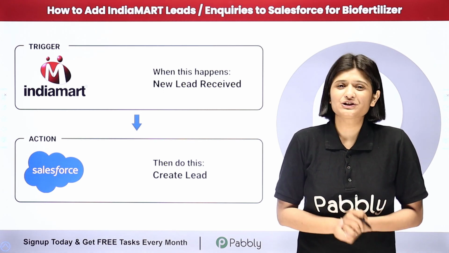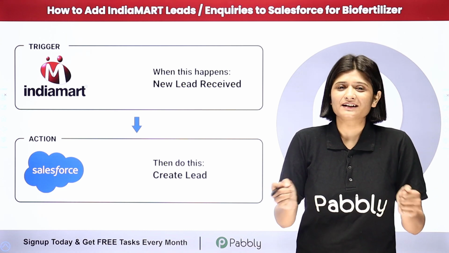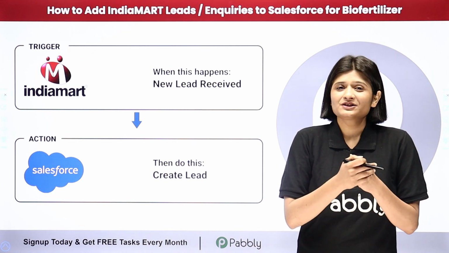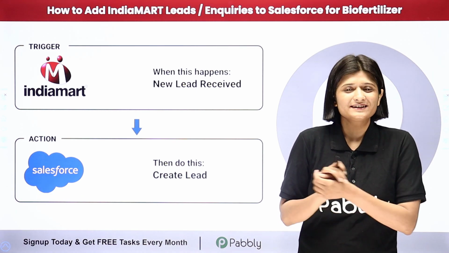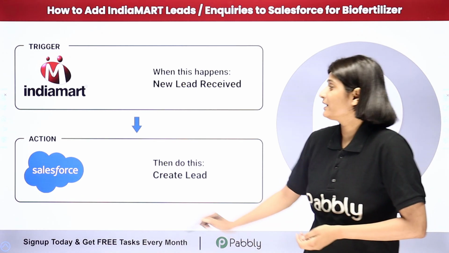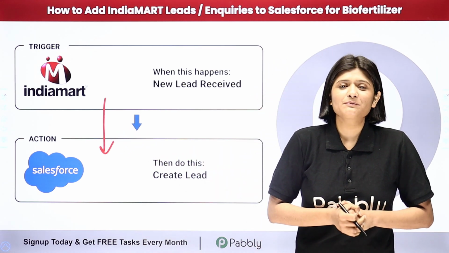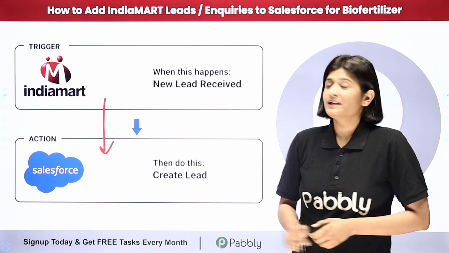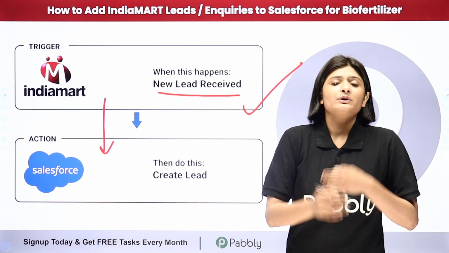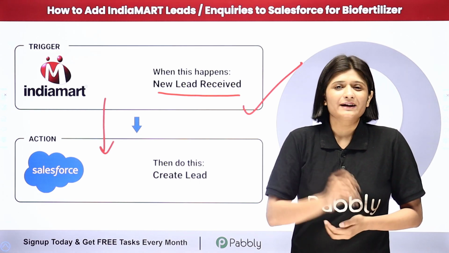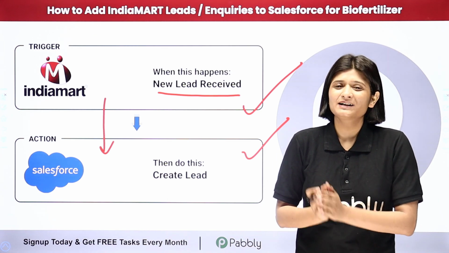So I am going to completely automate this process, and to do this automation I am going to use Pabbly Connect. Pabbly Connect is an amazing automation and integration software which requires no coding or programming skills. Here I just need to build a connection between IndiaMart and Salesforce. With the help of Pabbly Connect, I am going to build this connection in such a way that whenever I receive a new lead or a new inquiry in my IndiaMart, it will be automatically created as a lead in my Salesforce account.